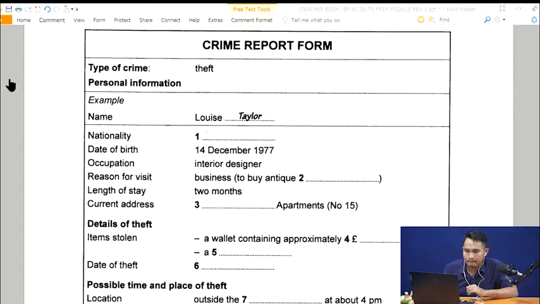Hear a woman reporting a theft to an officer in a police station. First, you have some time to look at questions 1 to 3.